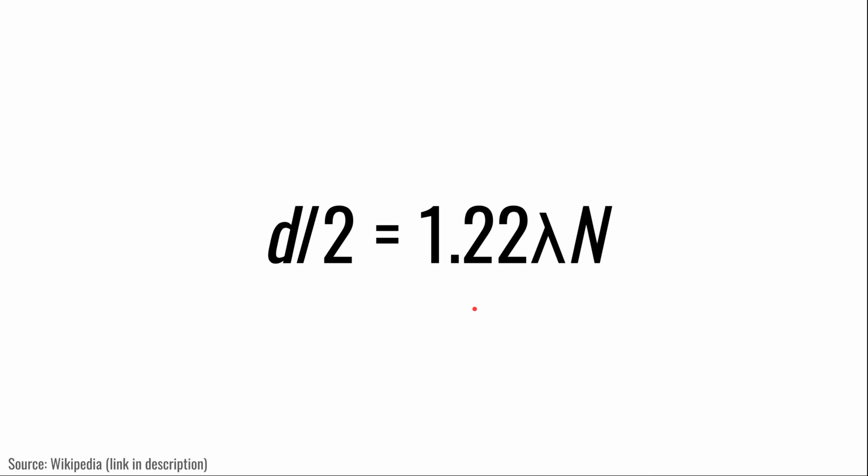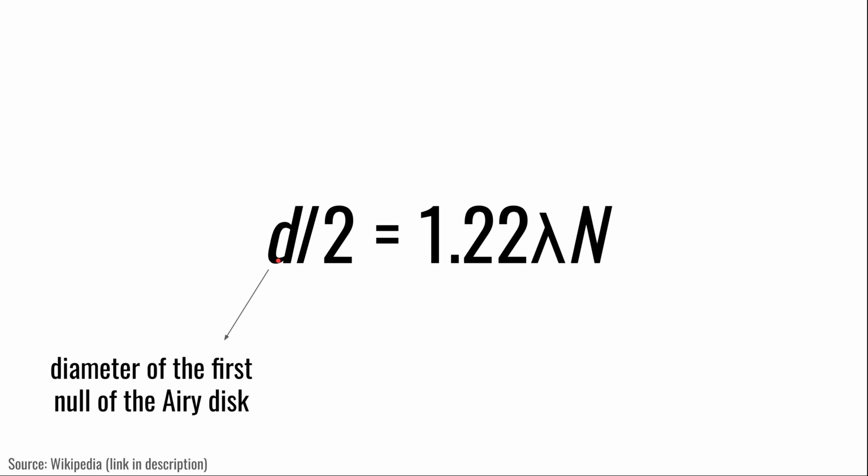There's actually a formula that you can use to calculate the size of an Airy disk. This might look simple to a mathematician, but maybe to a photographer not so much, but it's really not that bad. So let's break it down and talk about the components of this formula. Let's start on the left side with D. What is D? Well, D is the diameter of the first null of the Airy disk. Okay, well, what does that mean?